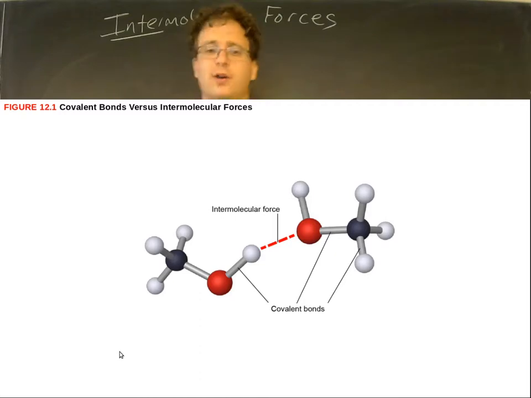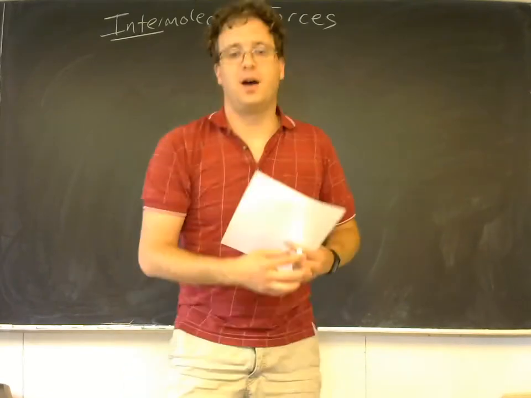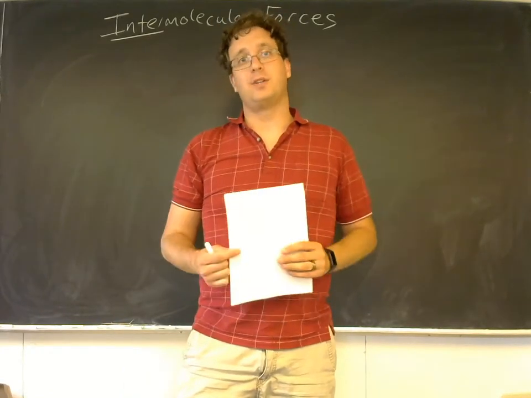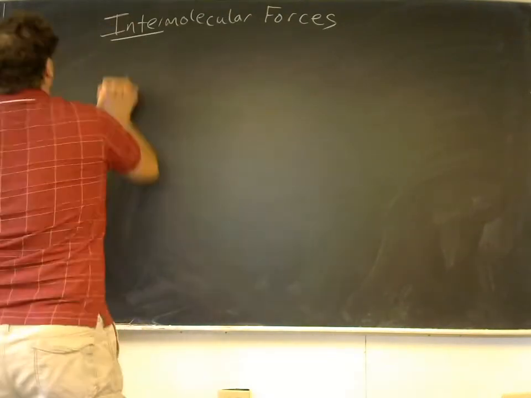A weaker intermolecular force is going to lead to a lower boiling point and a lower melting point. So the things that are gases at room temperature, things like nitrogen and oxygen, for example, have very, very weak intermolecular forces. And so we're going to draw a diagram here.